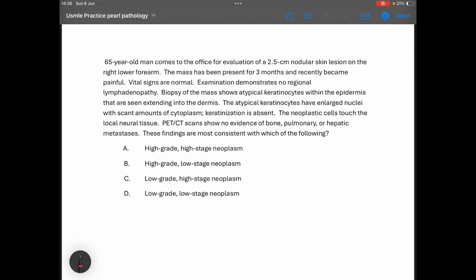Our next question is a 65-year-old man who comes to the office for evaluation of a 2.5 centimeter nodular skin lesion on the right lower forearm. The mass had been present for 3 months and recently became painful. Vital signs are normal. Examination demonstrates no regional lymphadenopathy. Biopsy of the mass shows atypical keratinocytes within the epidermis that are seen extending into the dermis.